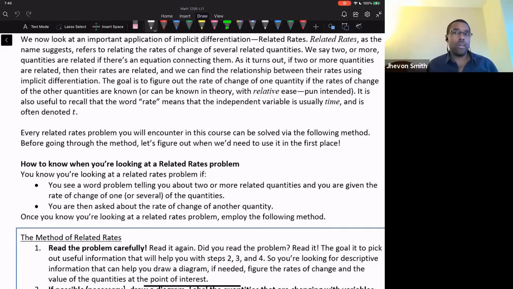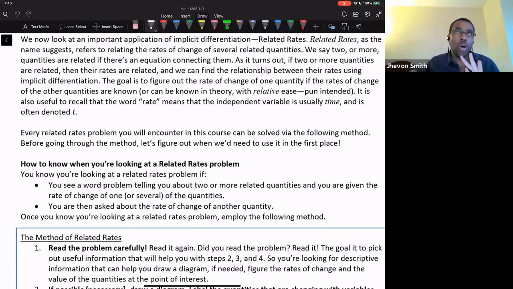That's basically the idea. So any word problem that has those elements to it is a related rates problem. Here are some quantities that have relationships. Here are the derivatives of some of them, the rates of change of some of them. What is the rate of change of this one? That is a classic related rates problem.